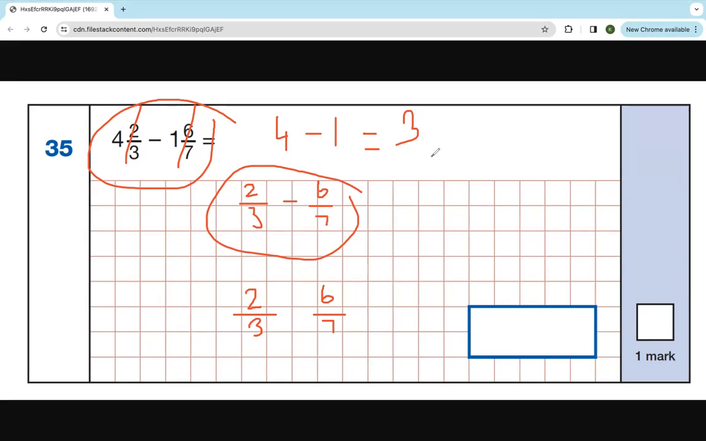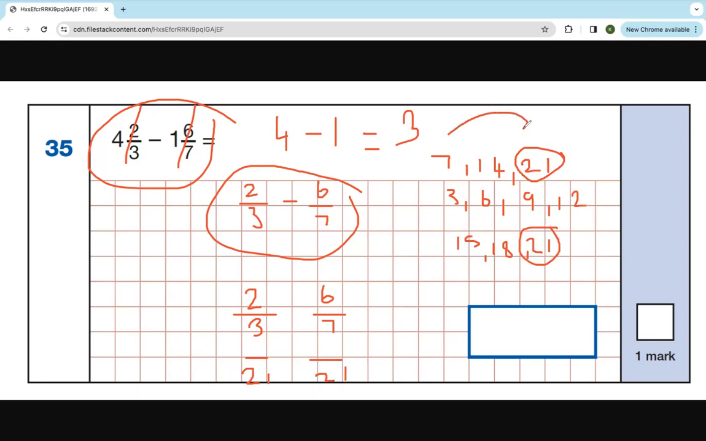If I look at my 7 times tables, I have 7, 14, and 21. So 1 times 7 is 7, 2 times 7 is 14, 3 times 7 is 21. And then if I do my 3 times tables, it goes 3, 6, 9, 12, 15, 18, and 21. Okay, but you could have told me that anyway. Now, do we have a number in common? Absolutely, we do. Now, here we go. We can make them both the same denominator by using the lowest common denominator, which is 21. We couldn't go any lower in our 7 times tables.